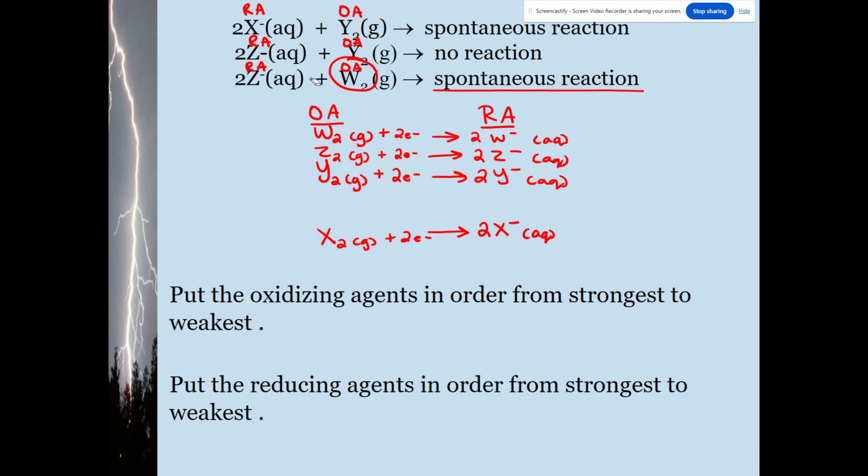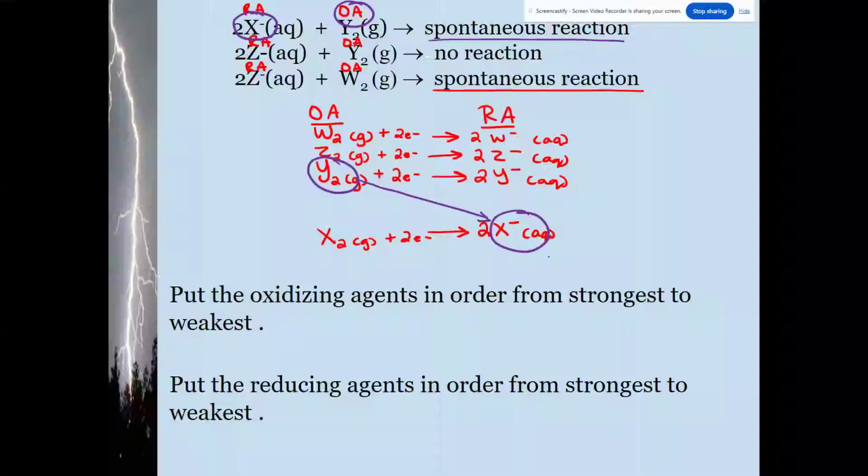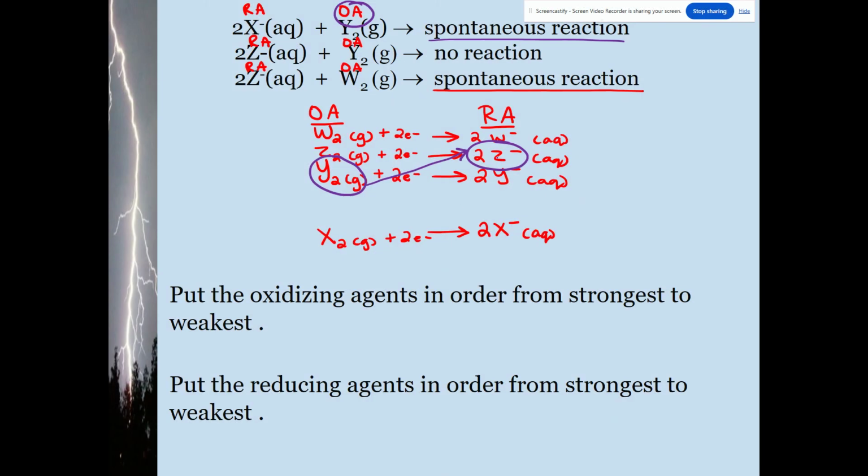Okay? So again, if we want to do a check to make sure we've done this correctly, my Y2 OA, here's my Y2 OA on the chart, is spontaneous with X. Here's my X ions. And that looks good, right? In order to be spontaneous, the OA is higher than the RA. So that looks good. Then I have my Y2, which is here, being non-spontaneous with Z as the RA. And so again, in order to be non-spontaneous, the RA is above the OA. So that also looks good.